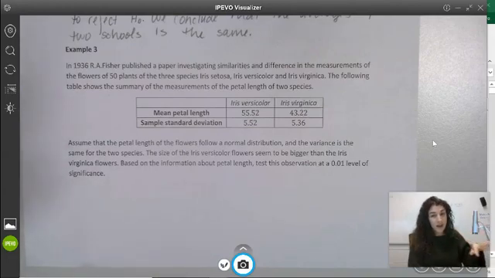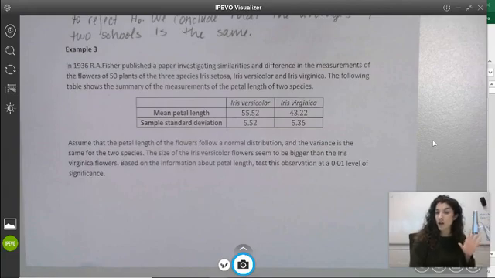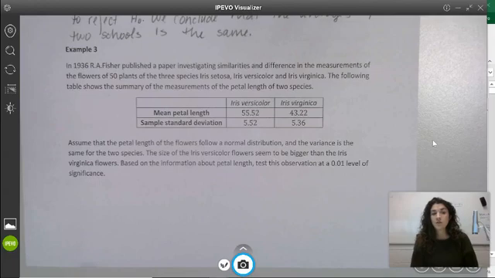Again, you won't be asked, I don't think, on an IB exam to determine whether or not you should follow through with the t-test, but it's something good to know, just in case it does pop up at any point. The size of the iris versicolor flower seems to be bigger than the iris virginica flower. Based on the information about petal length, test this observation at a 0.01 level of significance.